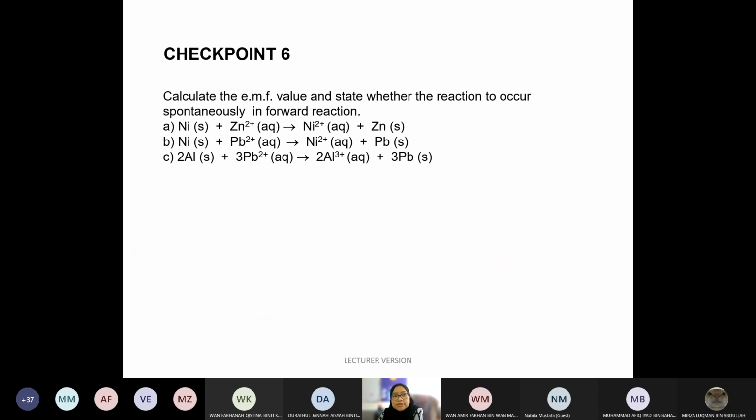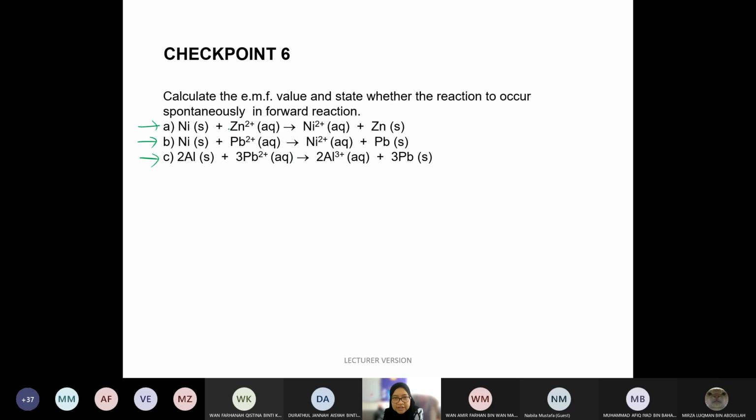Okay, try to do checkpoint 6. You have to calculate the E naught cell value, the EMF value, and state whether the reaction occurs spontaneously in the forward direction. That means you have to check this reaction, you don't have to change anything, you just check whether it is spontaneous or non-spontaneous. If you get a negative value, that means it is non-spontaneous. If you get a positive value, it is a spontaneous reaction. Just simply based on the reaction.